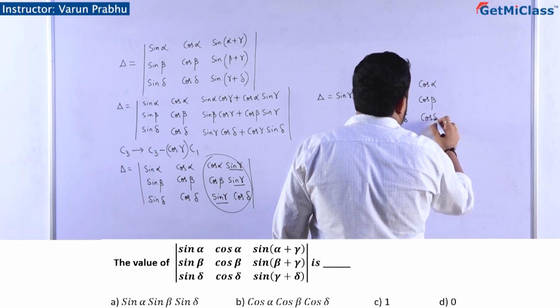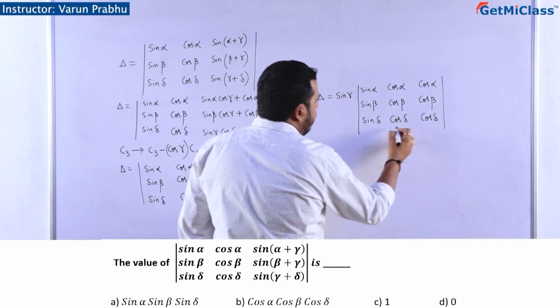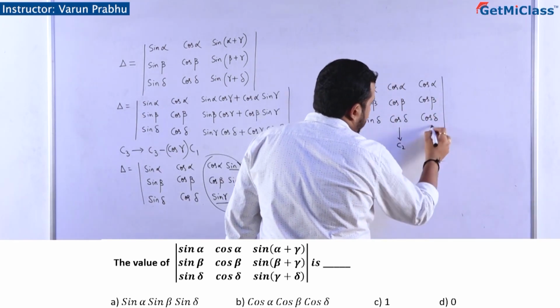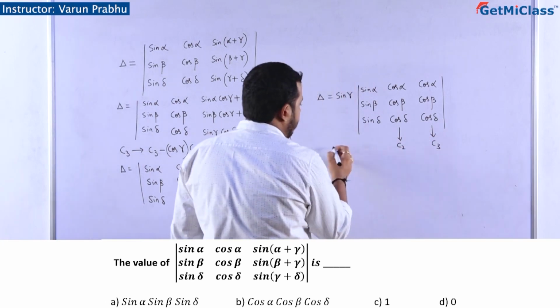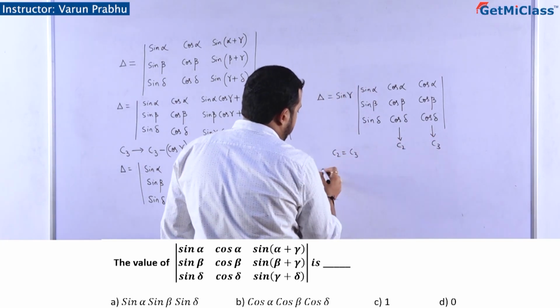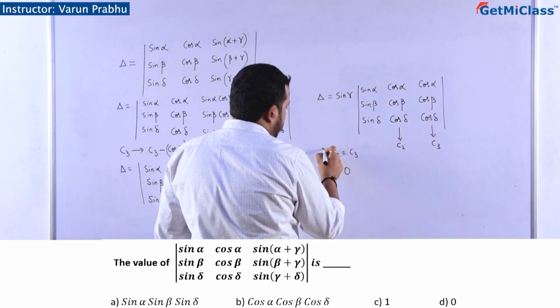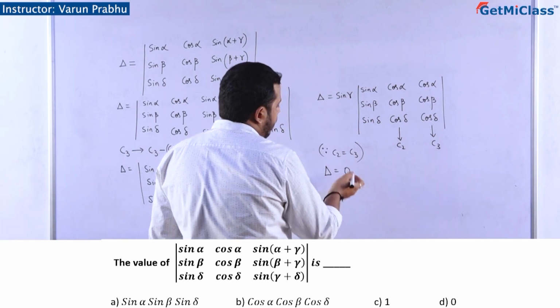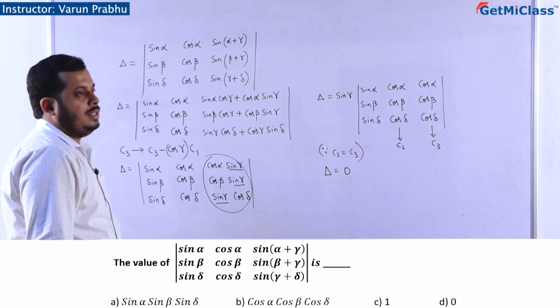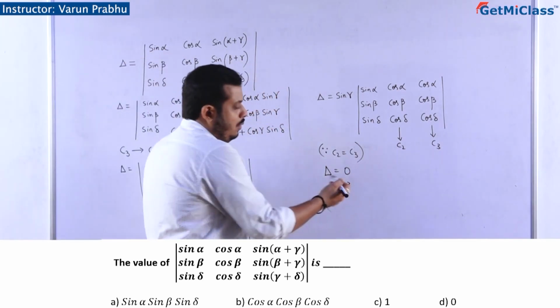Now you can clearly see that C2 and C3 are becoming equal. C2 is equal to C3, so the value of delta will become equal to what? 0 is the answer to the question. Sine gamma into 0, the answer is 0 only.